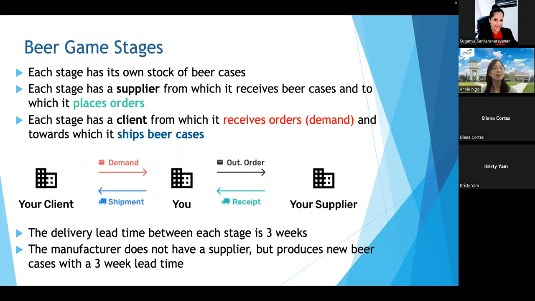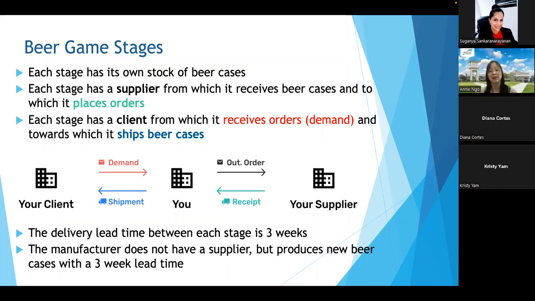Now, some things to keep in mind. There's a concept called delivery lead time. So that's how long it takes for something that you order to get to you. In this case, it's 3 weeks. 1 week for you to place the order, and then 2 weeks for it to get produced and arrive at your location. And once it arrives to you, that's your inventory, and you're able to ship out to your clients.